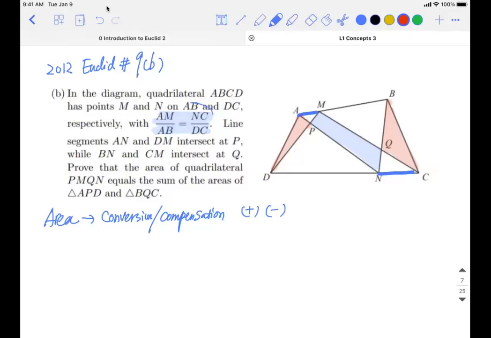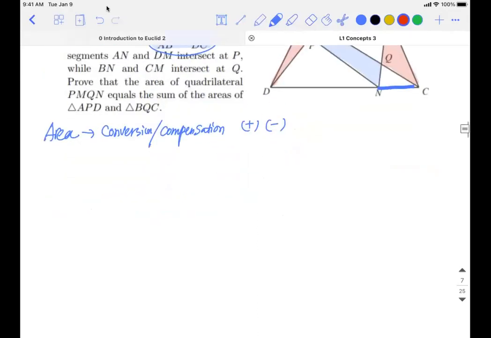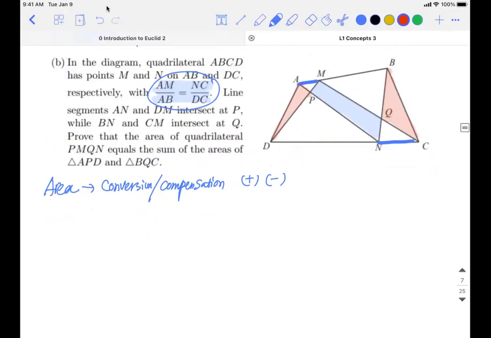But in terms of how to use this ratio relationship, let's park it there. So how to do this? I'm going to show you a very easy peasy way to solve the problem without writing a lot. So your point is WTS, want to show. You want to show the area of PMQN is the same as the sum of triangle ADP plus triangle BQC. This is what you want to show.